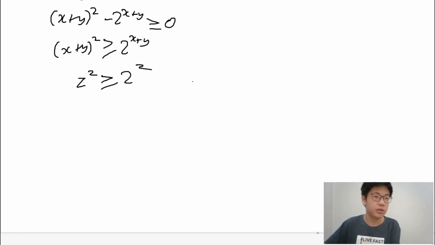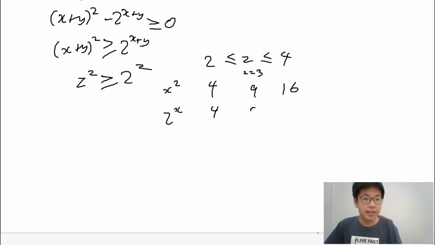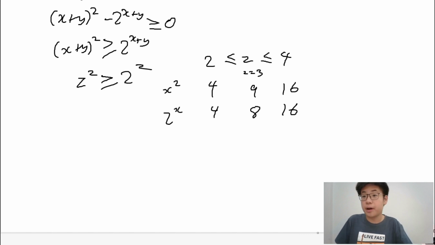That's Landau's big O. So, then this should be at where 2 is less than or equal to z, which is less than or equal to 4. Why? Turns out that we have 4, then we have z equals 3, then we have 9, 16, then this is our x squared, and 2 to the power of x would be 4, 8, 16. If you try it out for like 2.5 and 3.5, you get the fact that z squared must be greater than 2 to the power of z. Now, we have successfully proved that C1 is finite.